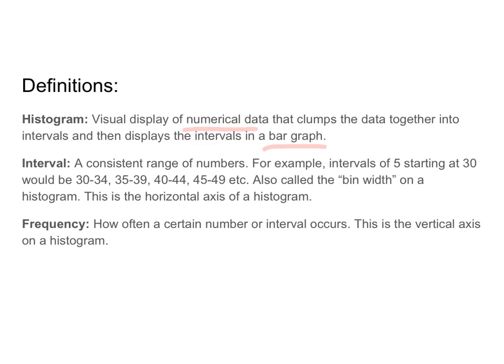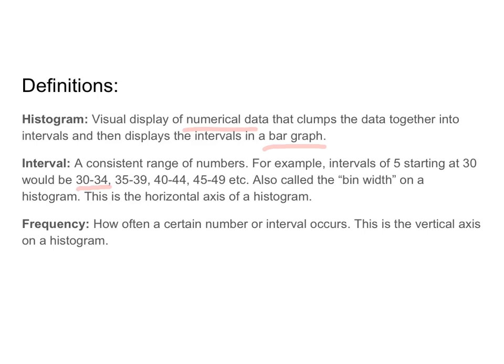Now what is an interval? An interval is just a consistent range of numbers. So an interval of 5 that started at 30 would be 30 to 34, 35 to 39, 40 to 44. Notice it sort of looks like there's only 4 numbers in here, but if you actually count it out, 30, 31, 32, 33, 34, right?